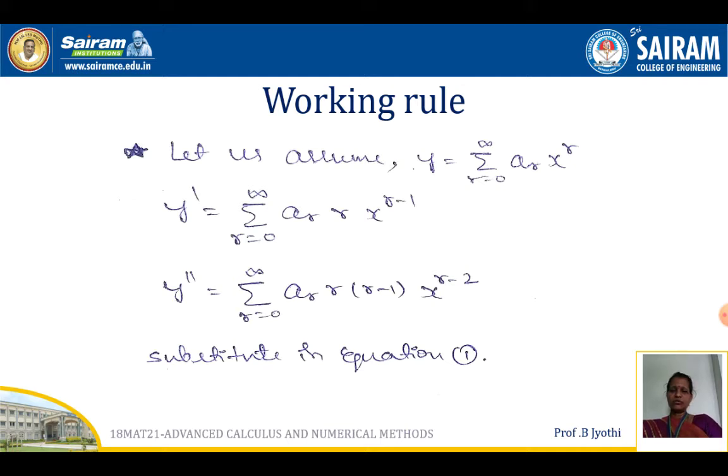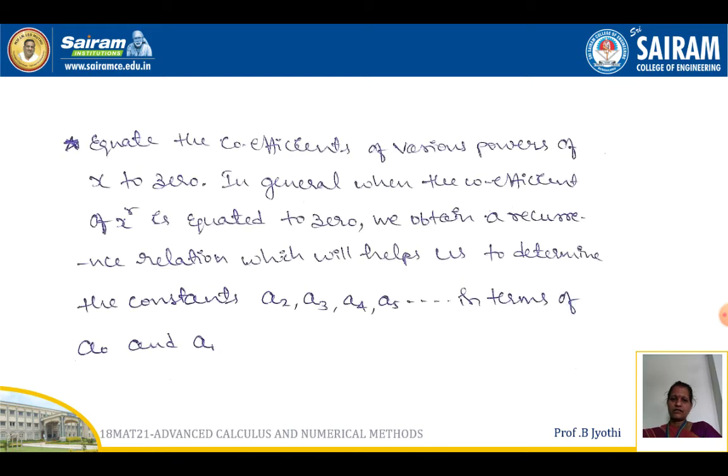These are the values we will be getting for y, y dash and y double dash. These can be substituted in equation 1. So equate the coefficients of various powers of x to 0. In general, when the coefficient of x to the power of r is equated to 0, we obtain a recurrence relation which will help us to determine the constants a2, a3, etc. in terms of a0 and a1.